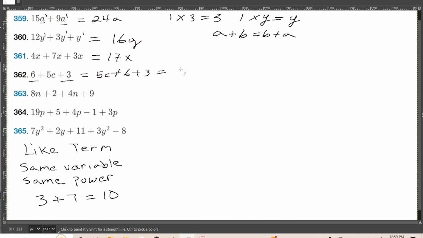So we have 5C. We can't combine anything here. But we can do 6 plus 3, which is 9. So it's positive 9, so we can put a plus there.